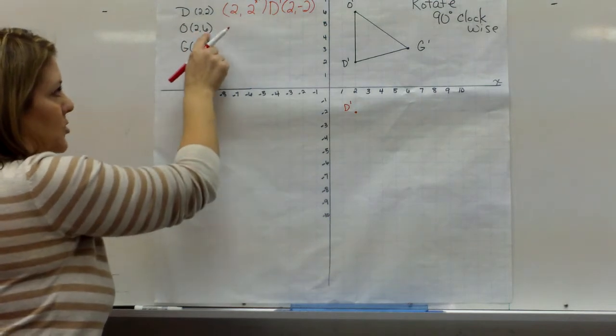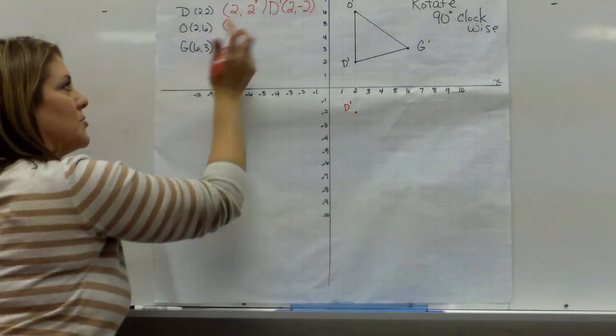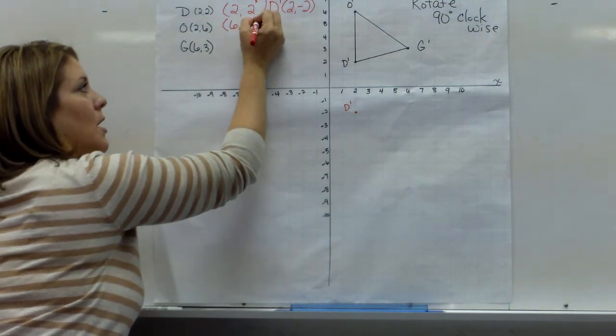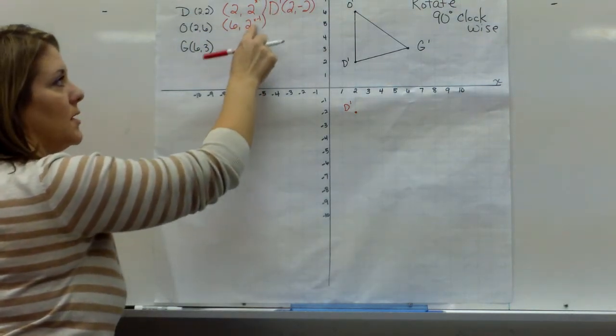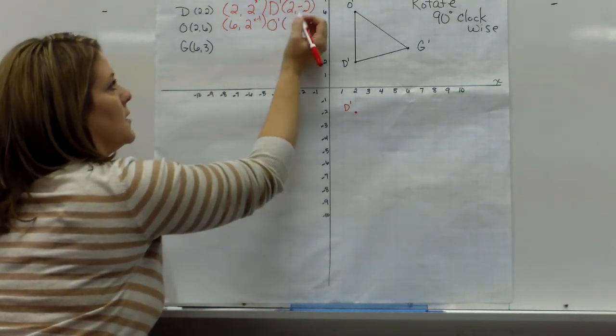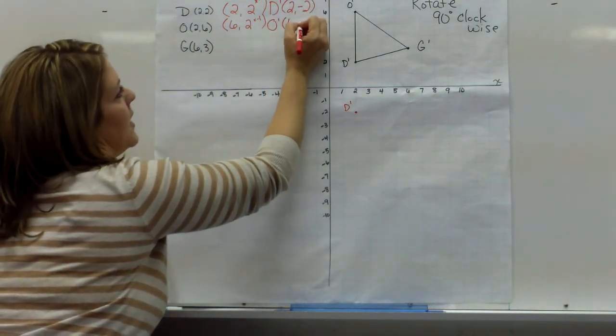Your O is at 2, 6. So when we reverse those two, it's going to change to 6, 2. Now remember, the new second coordinate gets multiplied by a -1. So your new O is going to be at 6, -2.